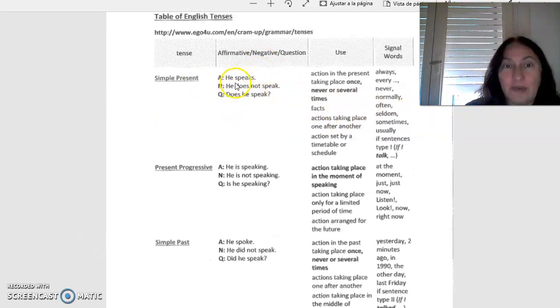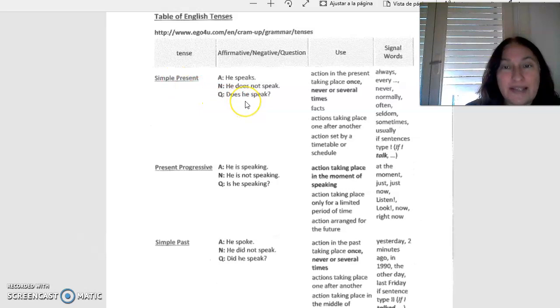Here you have the example. In the affirmative, the example for the simple present is he speaks. Of course, this is just to have a look at the form, okay? You see that you have an S. Why? Because it is he, third person singular, he, she, and it require an S. But if we had, for example, they, we would say they speak Italian. This is an example just to look at the form because it says nothing about the meaning.